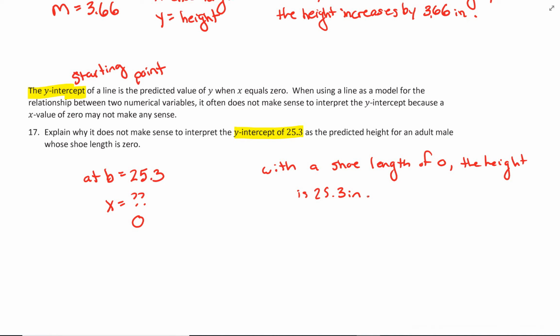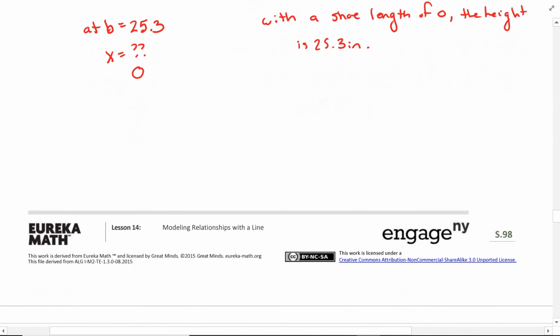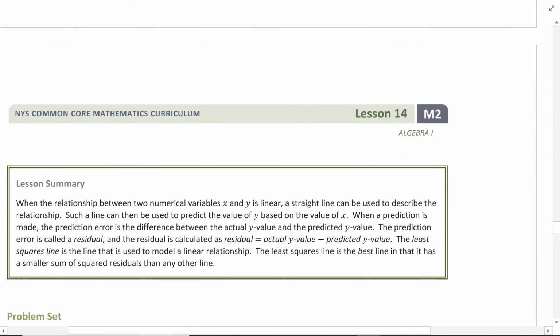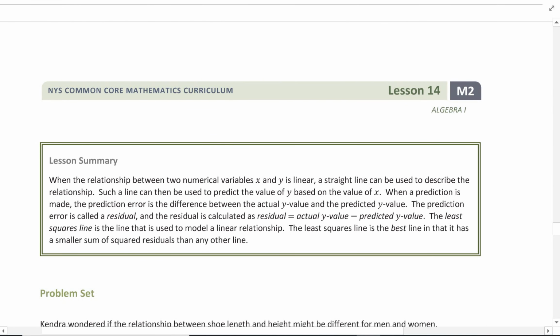Again, that means nothing. So sometimes, guys, when you create these equations, your intercepts won't make sense. Because you can't have a shoe length of 0. So as you go through this, guys, just be aware of these things that can happen. It is what it is. There's nothing you can do about it. It doesn't mean your equation's bad. It just means you can't use it for everything.